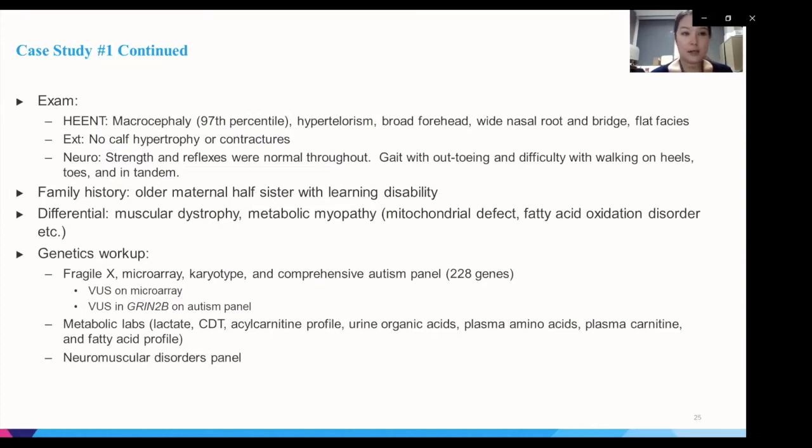And at that point, based on his history and our exam, the differential was pretty wide. We were thinking perhaps he has a muscular dystrophy or a metabolic myopathy, like a mitochondrial defect, or another biochemical metabolic disorder. And so we started off with a very broad workup. We decided to take two approaches. One was to look at his intellectual disability and work that up with Fragile X and a comprehensive autism panel, and we also did metabolic labs to work up a possible metabolic myopathy.